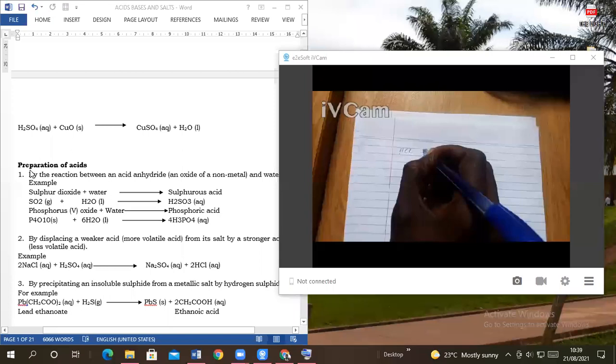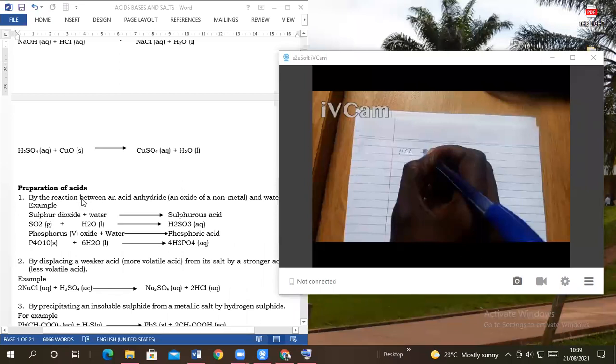So these are properties and preparation of acids, most of them. We talked about acid anhydrides. Acid anhydrides are oxides of non-metals that when dissolved in water give acidic solutions at the end of the reaction. Examples are sulfur dioxide and phosphorus pentaoxide. This is penta because of this 5.